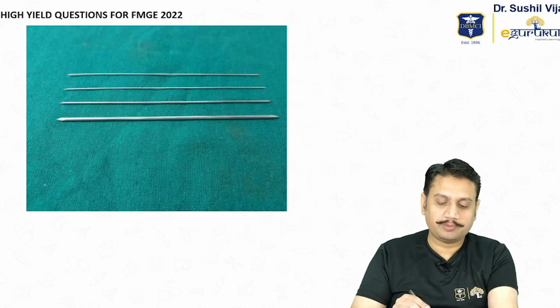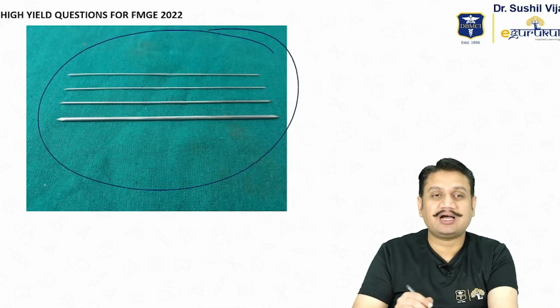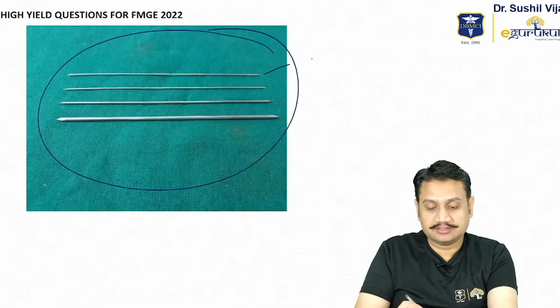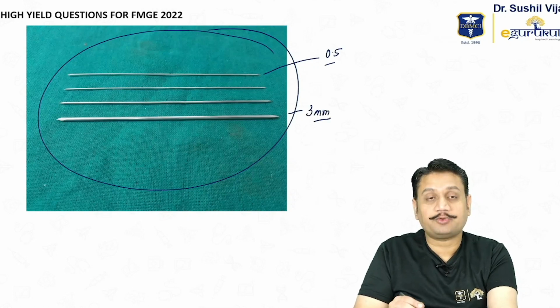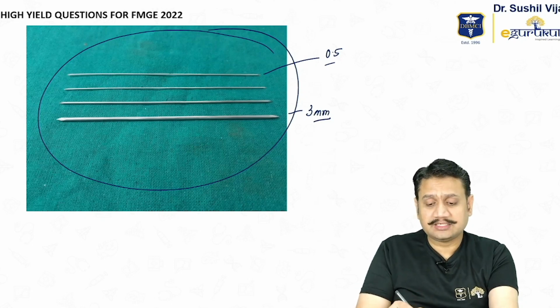Then we have these small pins, like wires basically, which are sharp at both ends. The size starts from 0.5 mm and goes up to 3 mm at last, in diameter or thickness. These are known as what? K wires.